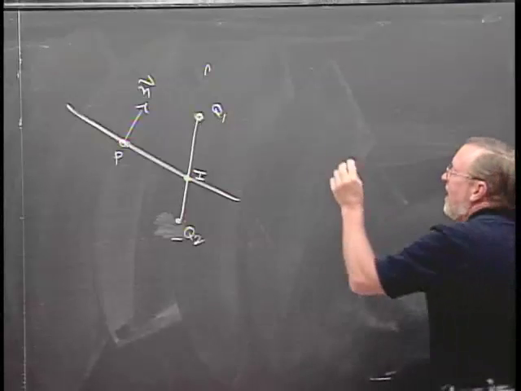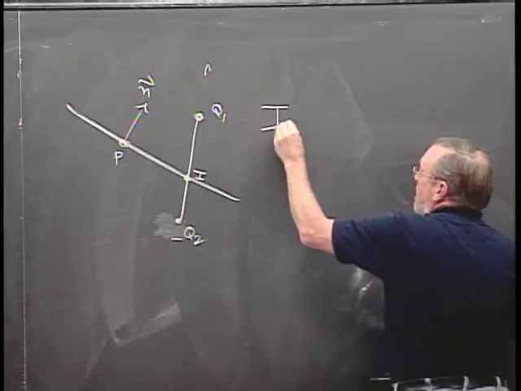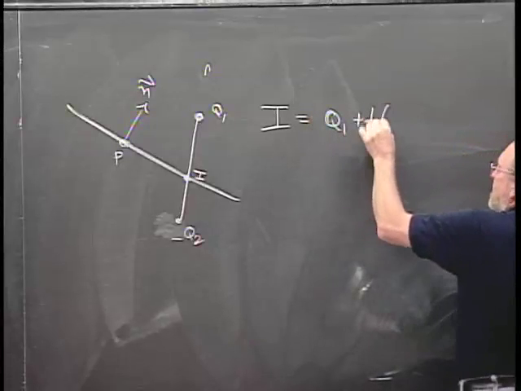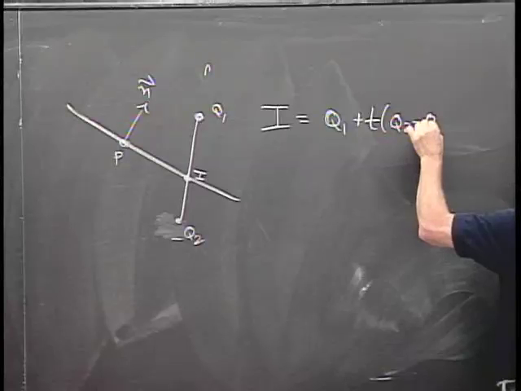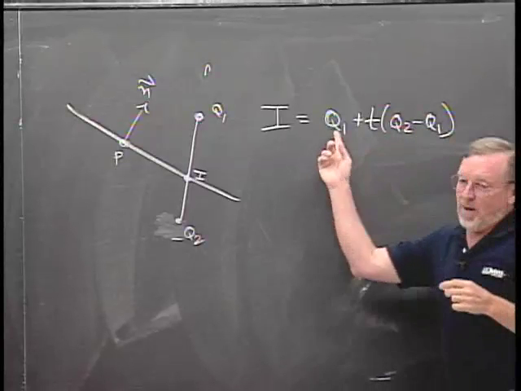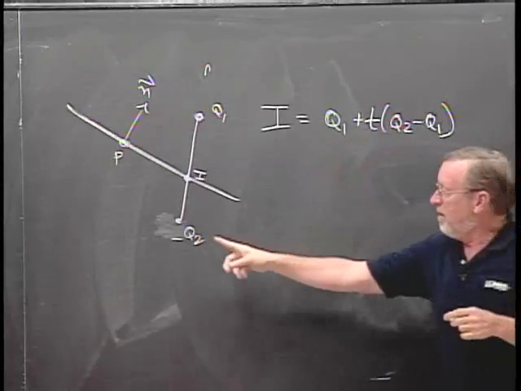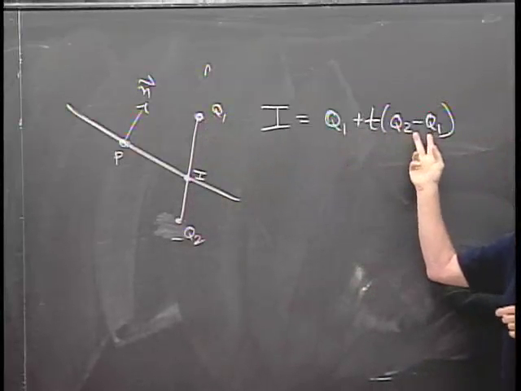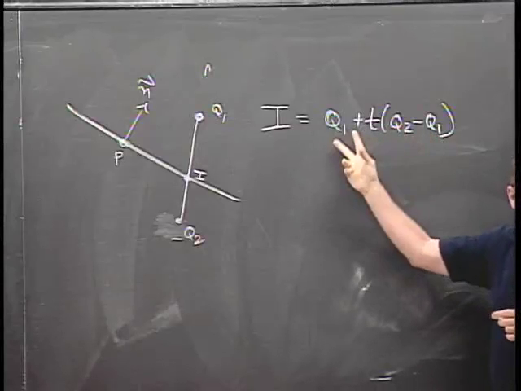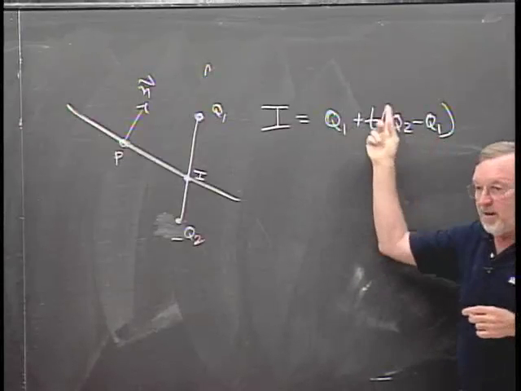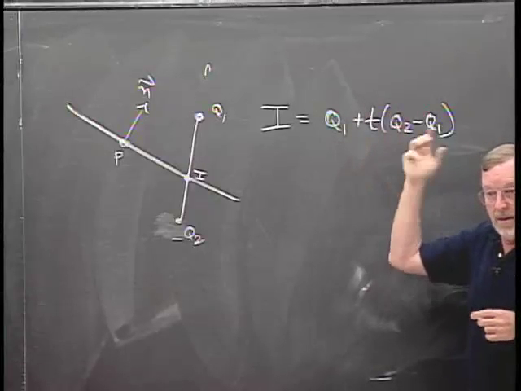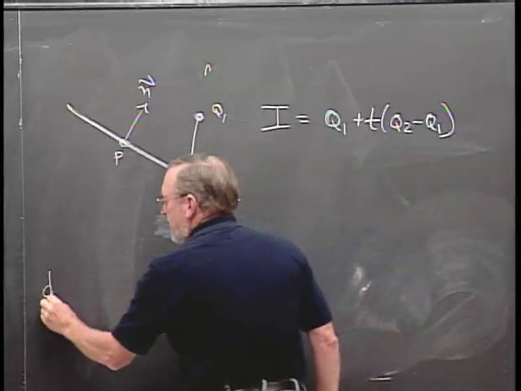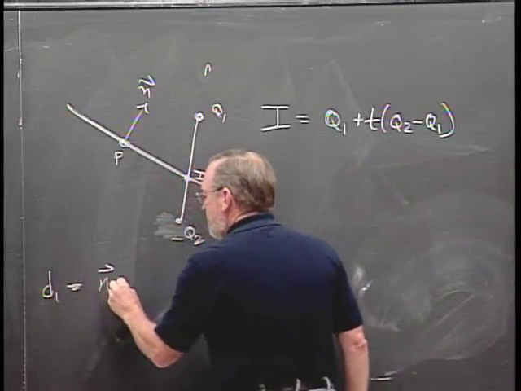That one I can calculate, believe it or not, without too much trouble, because I can write I as Q1 plus T times Q2 minus Q1. I know any point on the line can be written in this way, where T is between 0 and 1. Let's let D1 be equal to this dot product.